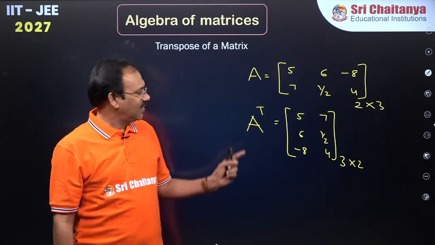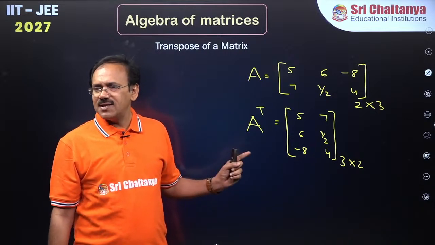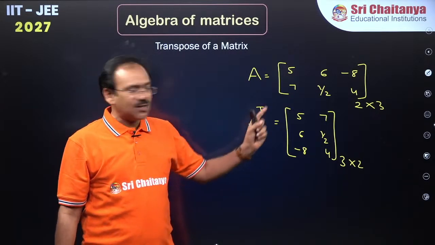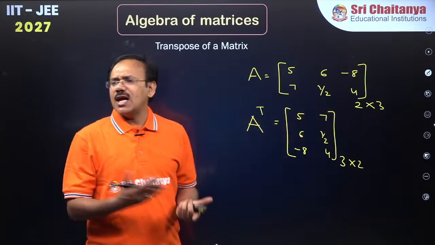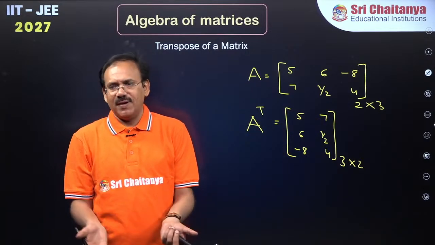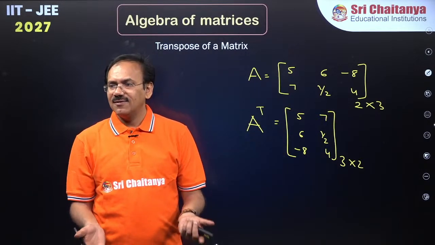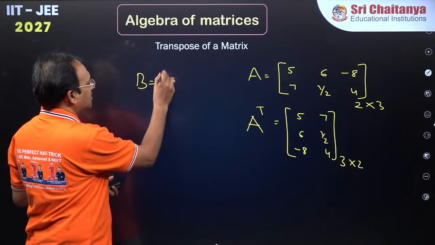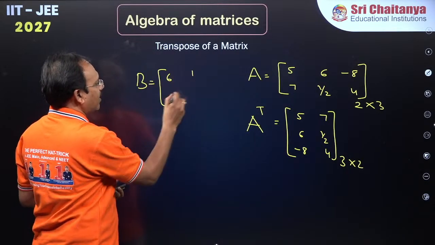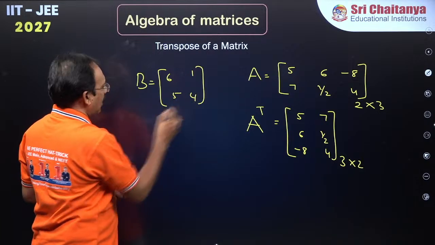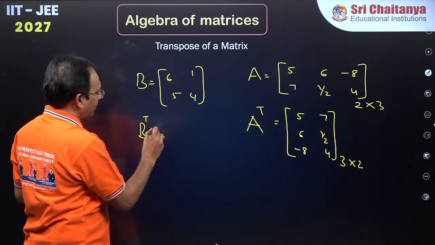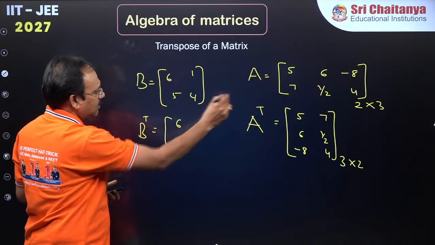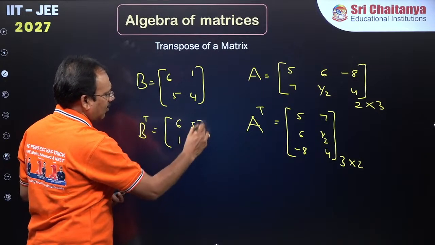Transpose means the rows are to be written like columns. Clear? It's very simple. Is it clear, dear students? If A is a matrix of order 2 by 3, transpose will have order 3 by 2. Fine? For example, B is a matrix, say 6, 1, 5, 4, and B transpose will become: the first row you write as first column, second row you write as second column.